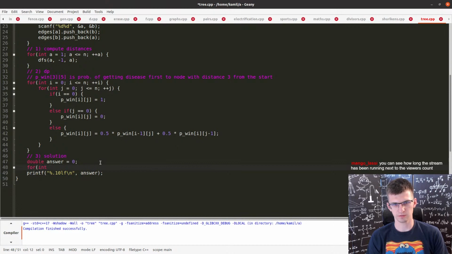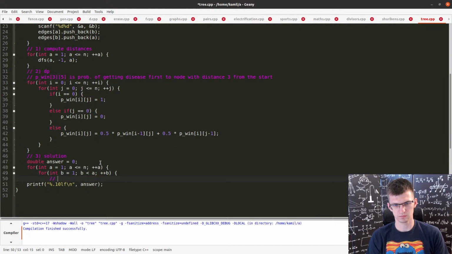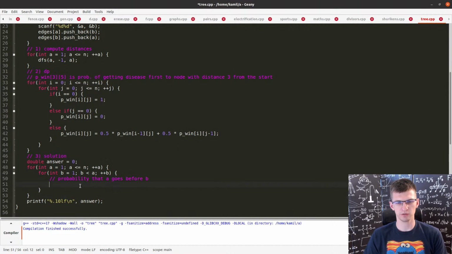For every pair of nodes, A goes before B. This is something we need to add to the answer, because that's the probability of inversion. Now, for every start of the disease, we care about the distance to A and distance to B. Well, there's also the distance between A and B. That cannot be 0.